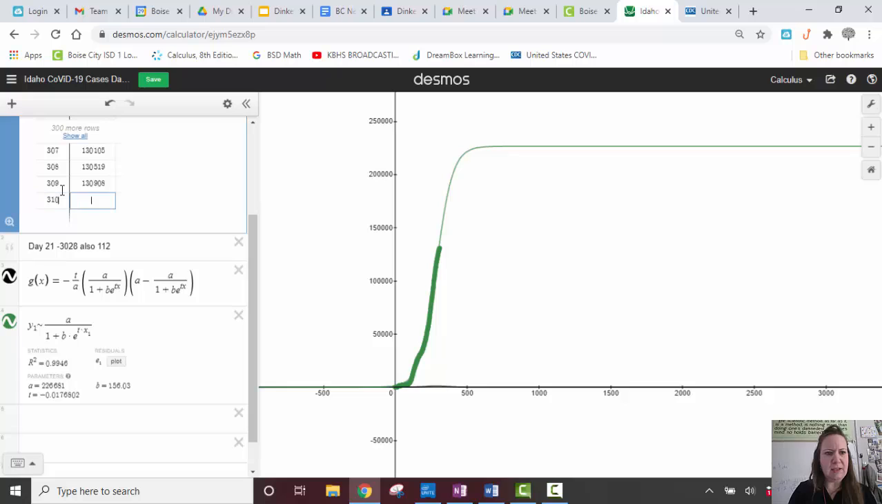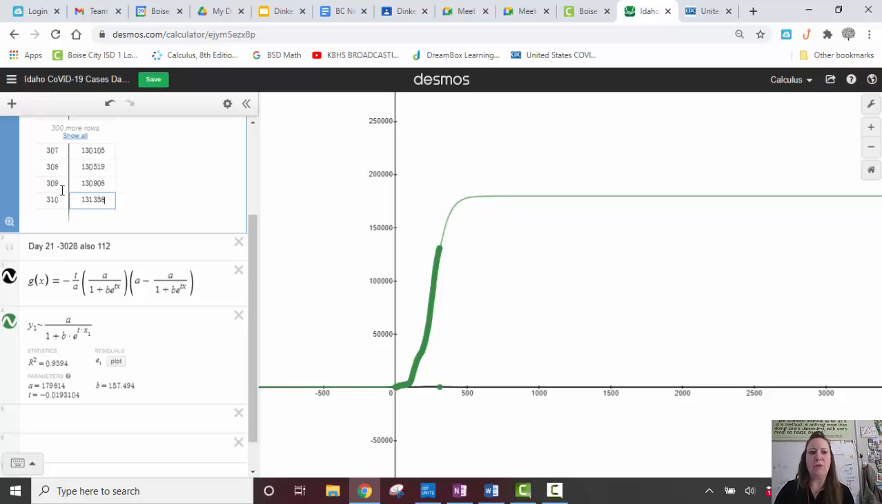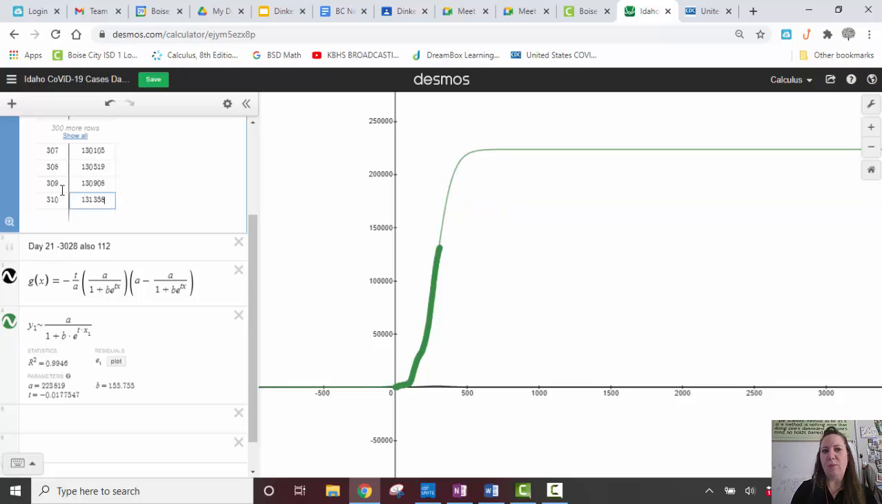And I guarantee this is what the scientists are doing. They might have different models to use, and they also have computer programs that help make it a little bit faster for them as well. And then they can add more variables in, because what happens now that people are getting vaccinated, or if the virus starts to mutate, and what that does to all the data.